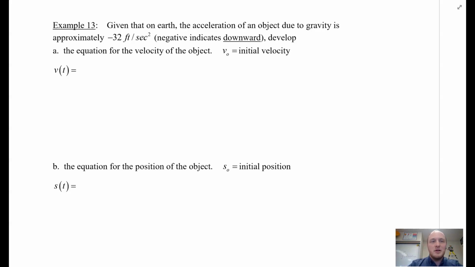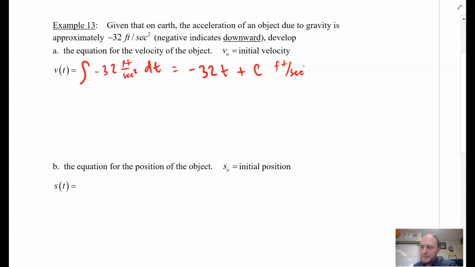They want us to develop the equation for velocity, and they say v sub o is the initial velocity. Okay, well, I know that velocity is the integral of acceleration, and that is -32 feet per second squared. Okay, and we are talking in relation to t, so dt. So this is going to be equal to -32, right? That's just a constant. T plus c.